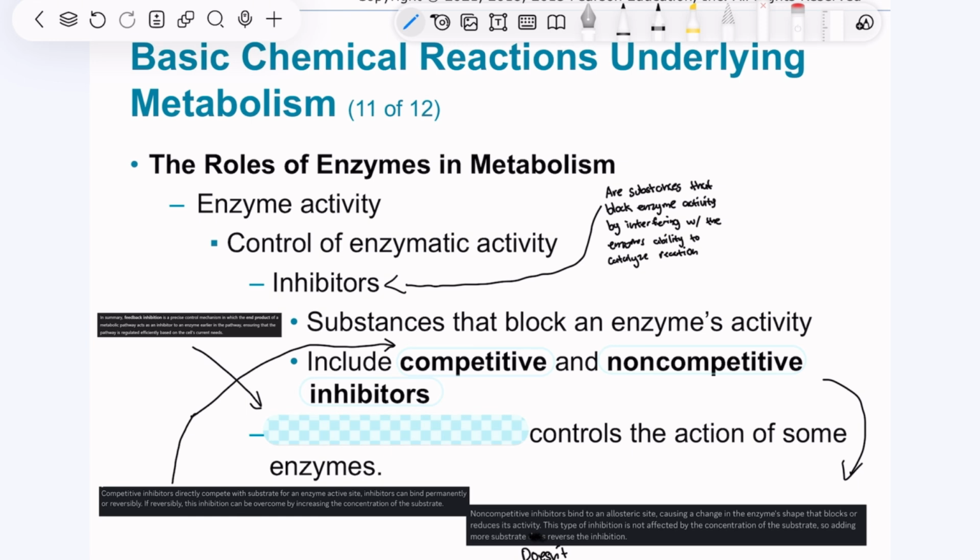So adding more substrate doesn't reverse the inhibition. Feedback inhibition controls the action of some enzymes. In other words, feedback inhibition is a precise control mechanism in which the end product of a metabolic pathway acts as an inhibitor to an enzyme earlier in the pathway, ensuring that the pathway is regulated efficiently based on the cell's current need.